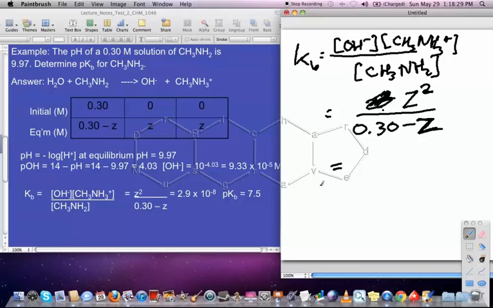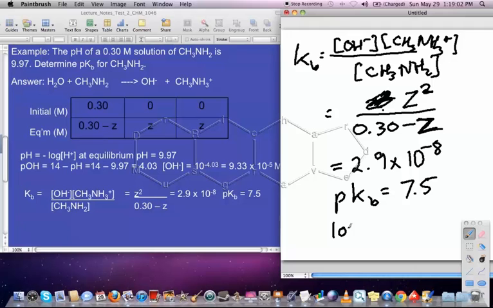Alright, so now we can plug in our value of Z, which we calculated to be 9.33 times 10 to the negative 5. And when we plug that in and do our calculation, we're going to come out with a value of 2.9 times 10 to the negative 8. So that's the value of Kb. The value of pKb then will be the negative log of that, and that's going to be 7.5. So in your calculator you would take the log of 2.9 times 10 to the negative 8 and then take the negative of that number, and that should give you that.